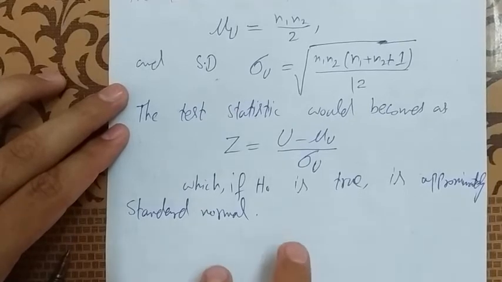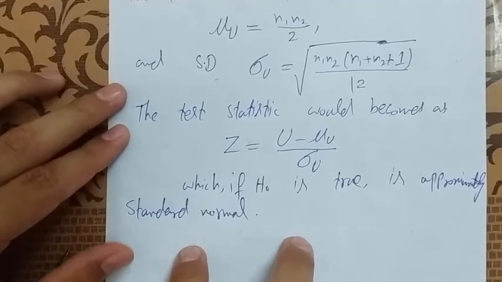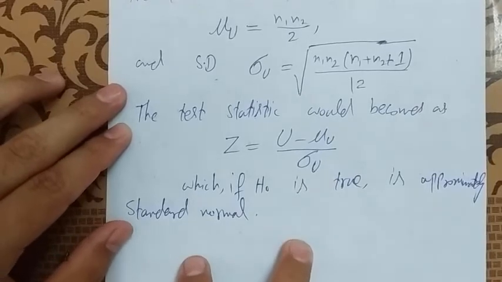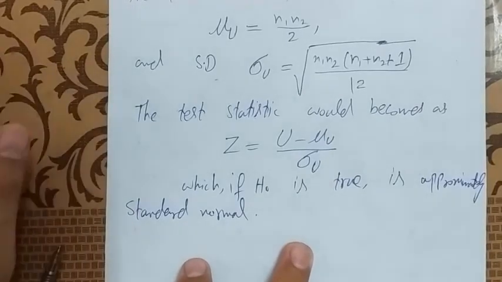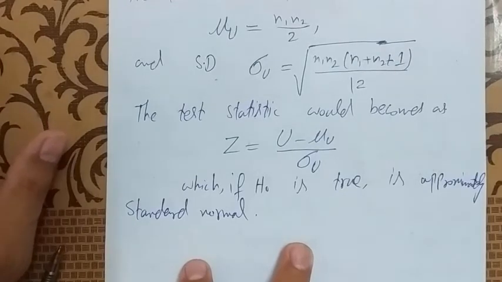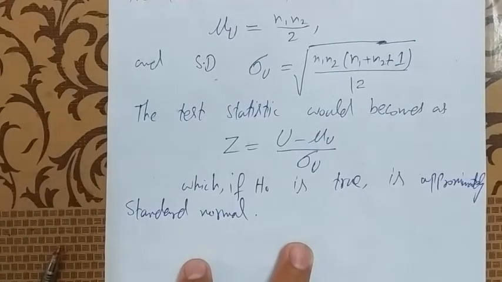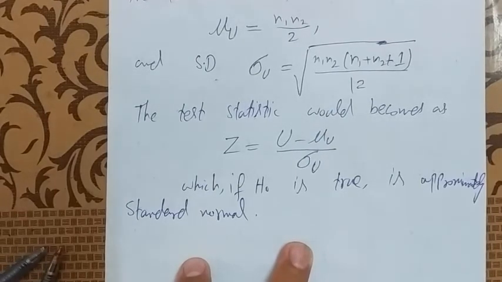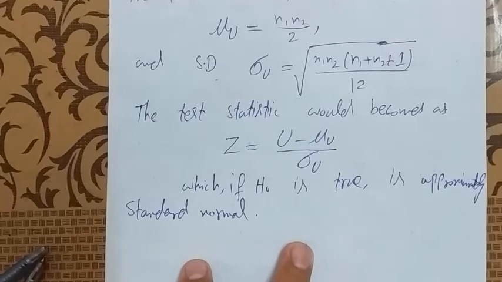Students, after that, in the fifth step, we find the critical region like the previous test, and in the sixth step we decide whether or not we accept our null hypothesis. Hopefully you understand the procedure of the Mann-Whitney U test. Inshallah, in the next video, we will solve the problems of the Mann-Whitney U test, and then you will understand this topic more easily.